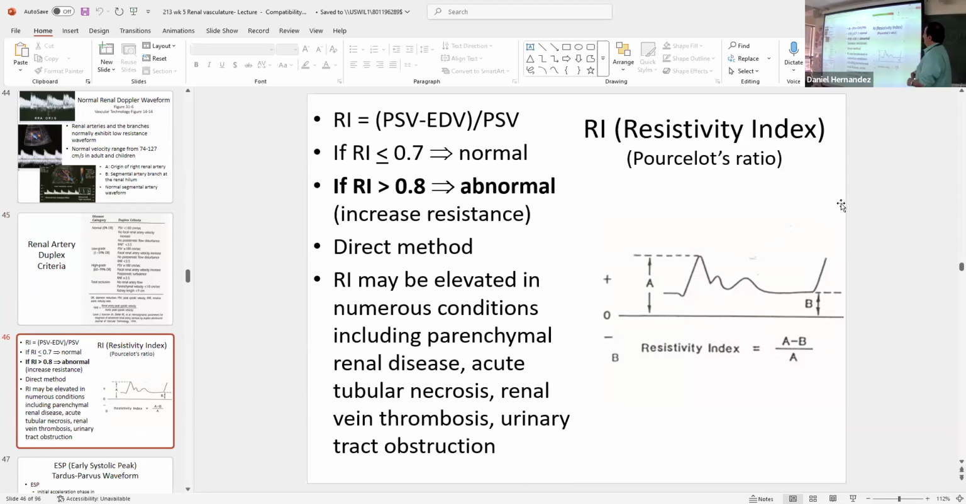The resistive indices. Again, just a refresher, calculating your RIs, your resistive indices. You're going to be measuring this every single time. So peak systolic and end diastolic velocities are critical to doing a renal artery Doppler. RIs are our first real indicator that there is an issue going on in the kidneys. So we can use them as a very useful diagnostic tool for the doctor to determine if there is something going on. Normally they should be less than 0.7. Greater than 0.8 is considered very high resistance and considered abnormal.